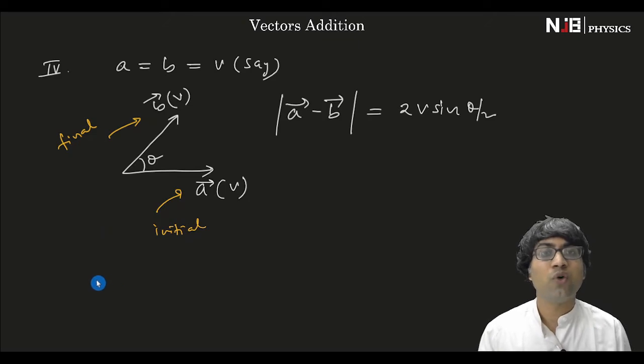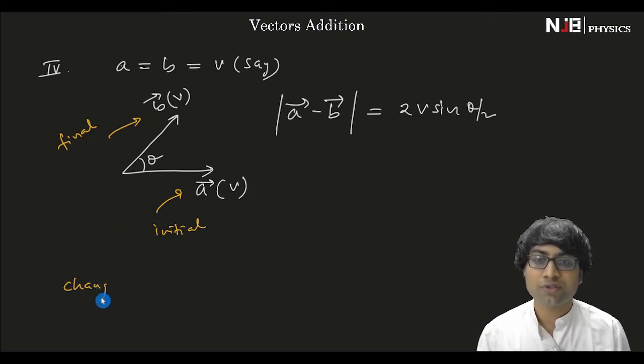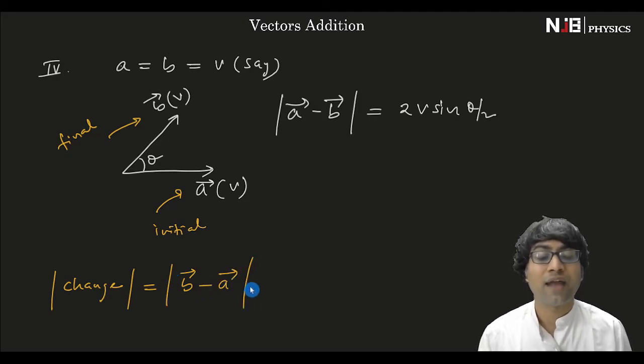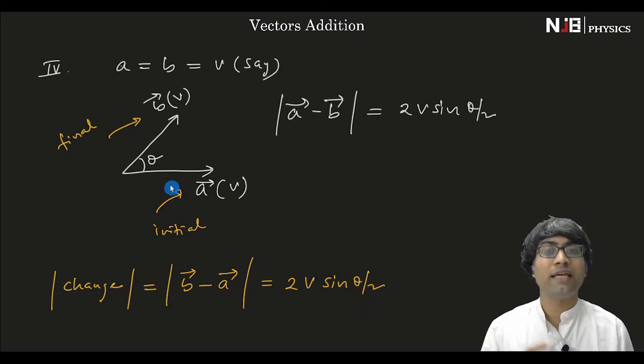So if we want to find out what is going to be the change in vector, or simply we are interested in the magnitude of change in vector, that is going to be equal to the final vector minus the initial vector, and in fact its magnitude is what we are interested in. So in such a situation we can directly write that it is going to be equal to 2 times V sine of theta by 2. So you can recall that in the similar case of addition of two vectors, it is going to be 2 times magnitude cos of theta by 2, and in case of difference it is going to be 2 times magnitude sine of theta by 2.